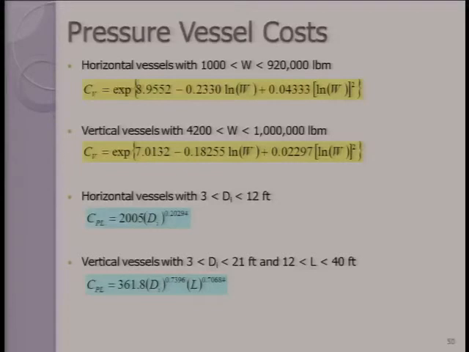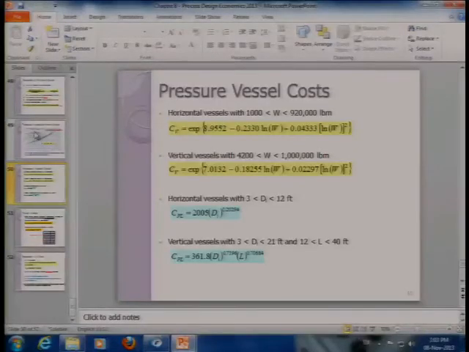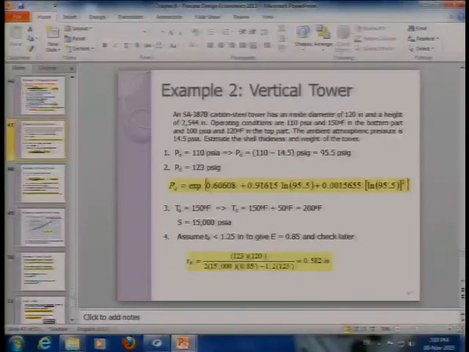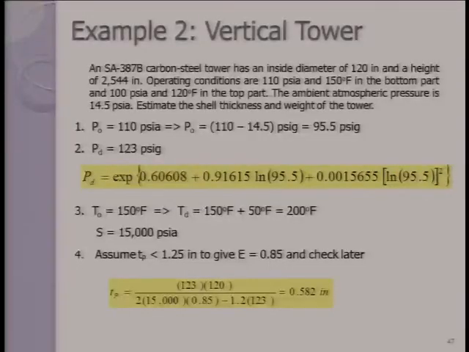Okay, so that's for horizontal vessels. So next one will be an example on a vertical tower. For this vertical tower, the DI is given as 120 inches, the height is given, and the operating pressure and temperature are also given. And now the ambient pressure is 14.5 psia, instead of 14.